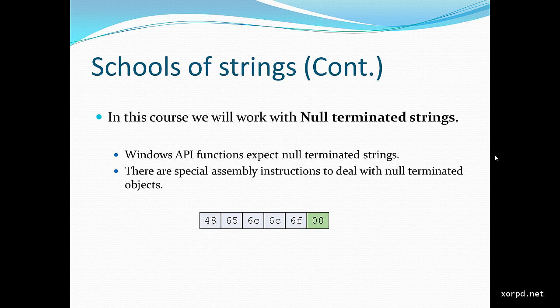In this course, we will work mostly with null terminated strings. And this is because of the following two reasons. Windows API functions expect null terminated strings, which means that it will be easier if we already work with null terminated strings. Another thing is that there are special assembly instructions to deal with null terminated objects, or other kind of terminated objects. I want to show you those instructions, and we will have to work with null terminated strings to work with those instructions.